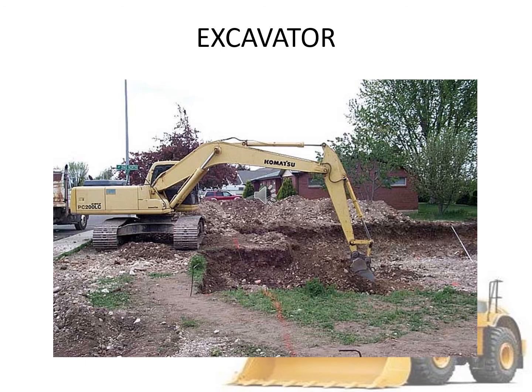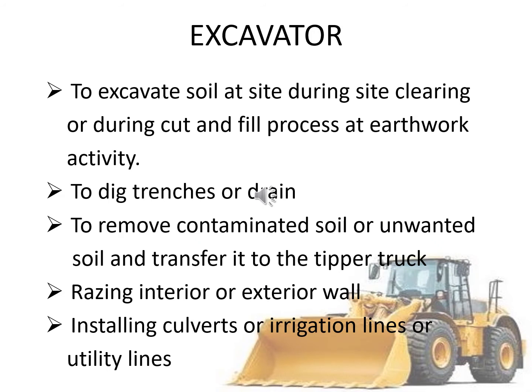Another earth-moving and excavation plant is the excavator. Excavator is used to excavate soil at site during site clearing or during cut and fill process at earthwork activity. It's used to dig trenches or drains. It's used to remove contaminated soil or unwanted soil and transfer it to the tipper truck. Raising interior or exterior wall. It's also used to install culvert, irrigation lines or utility lines.